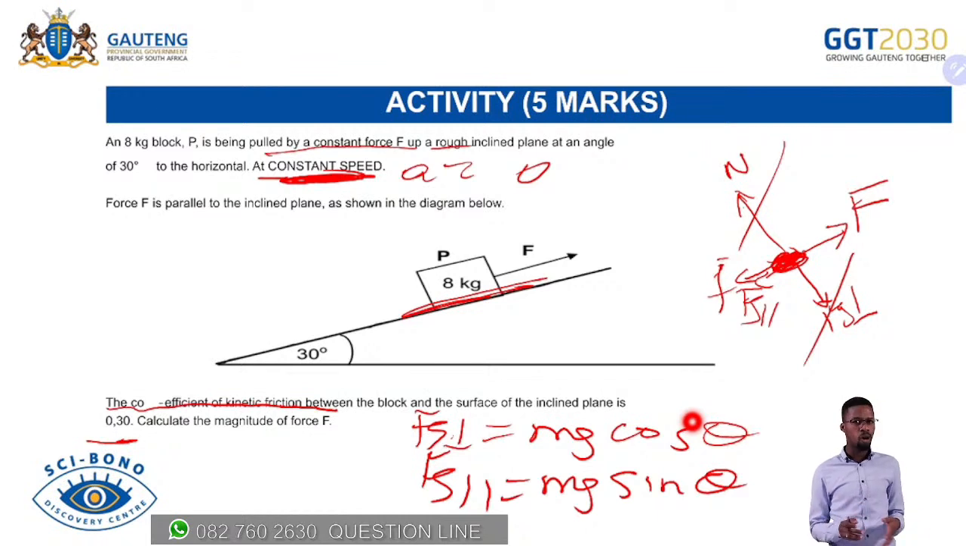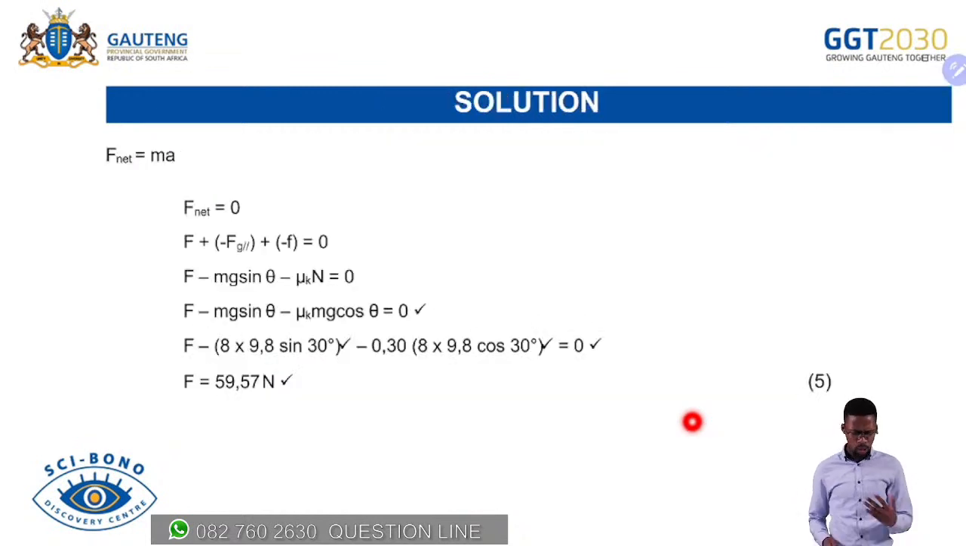Anything that goes down becomes what? Negative. Then you say F net is equal to ma. So that's what you do. F net is equal to ma. F net is equal to 0. Why 0? Because we had constant speed. Once we don't have any change in speed, it means our acceleration is what? It's 0.